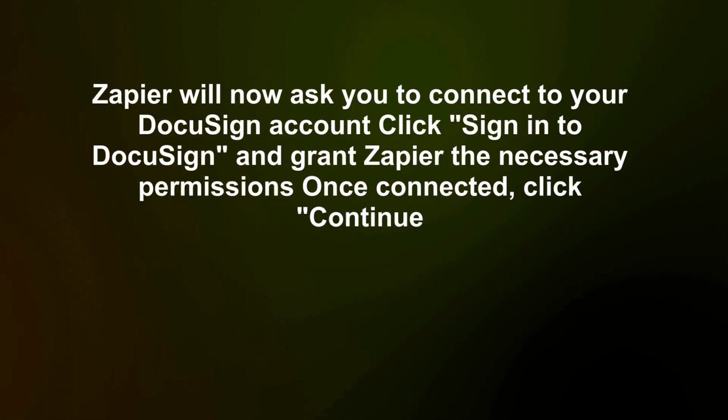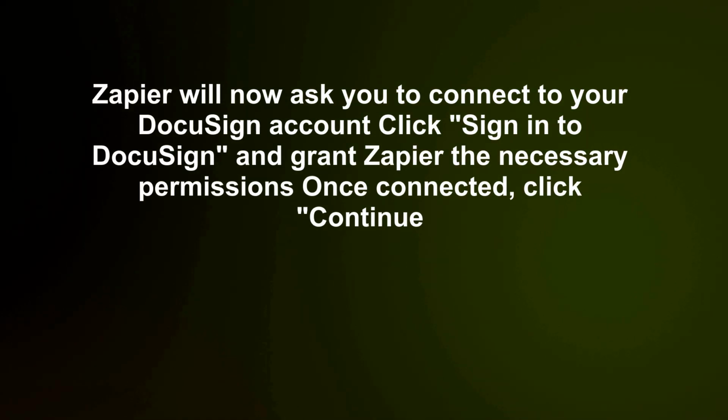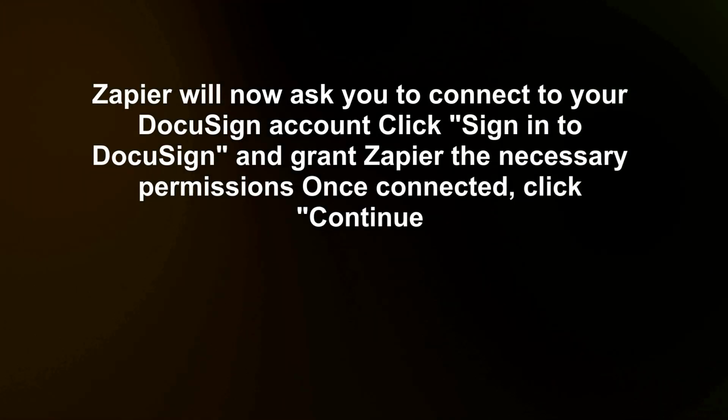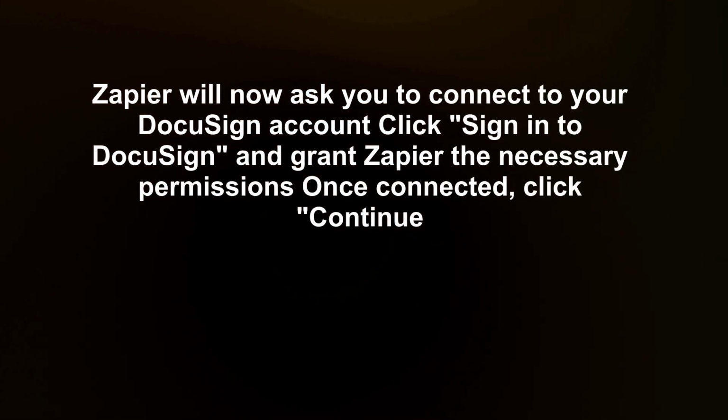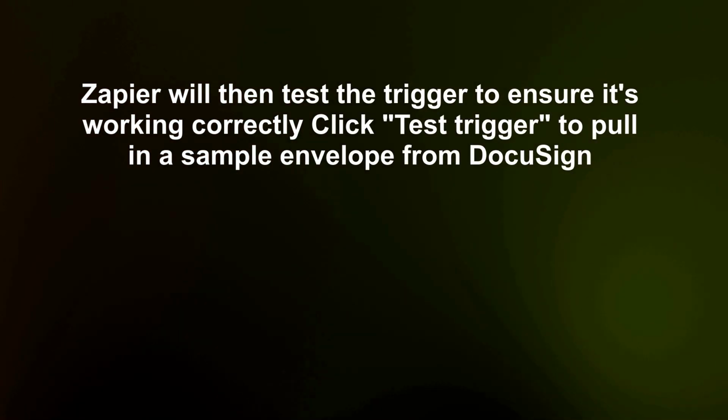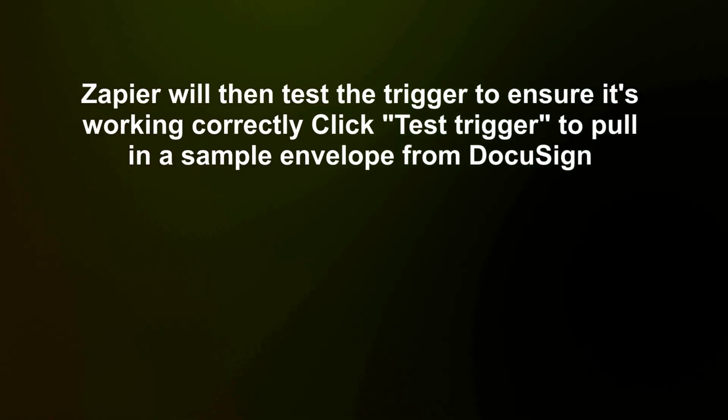Click Continue. Zapier will now ask you to connect to your DocuSign account. Click Sign into DocuSign and grant Zapier the necessary permissions. Once connected, click Continue. Zapier will then test the trigger to ensure it's working correctly. Click Test Trigger to pull in a sample envelope from DocuSign.